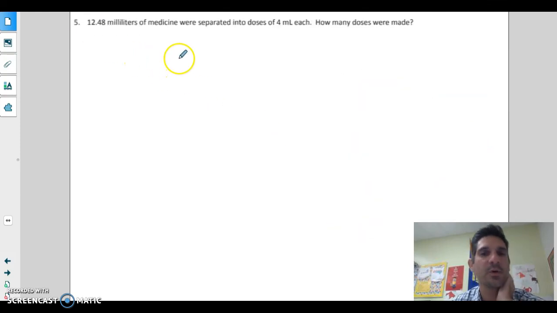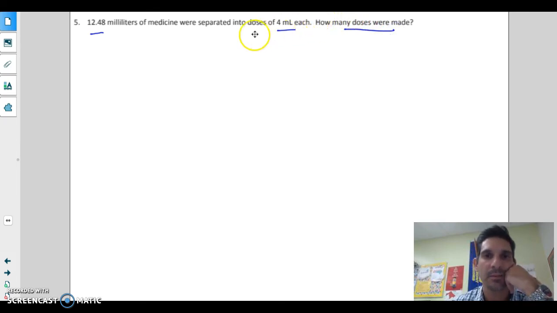All right, and the last one: 12.48 milliliters of medicine was separated into 4 doses. How many doses were made? We're separating the 12.48 milliliters into doses of 4 milliliters each. How many doses were made? So I'm going to do 12 and 48 hundredths divided by 4.